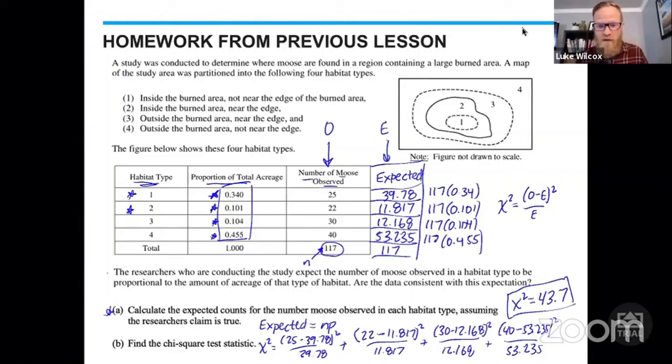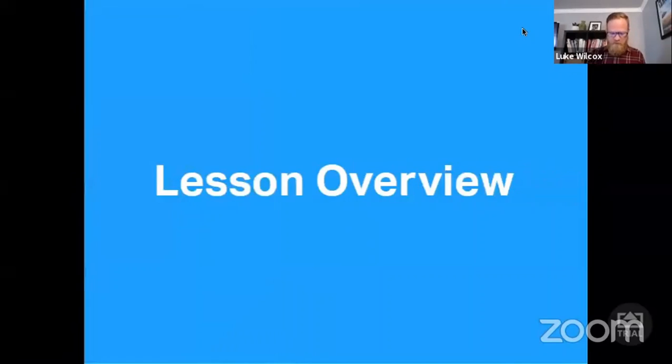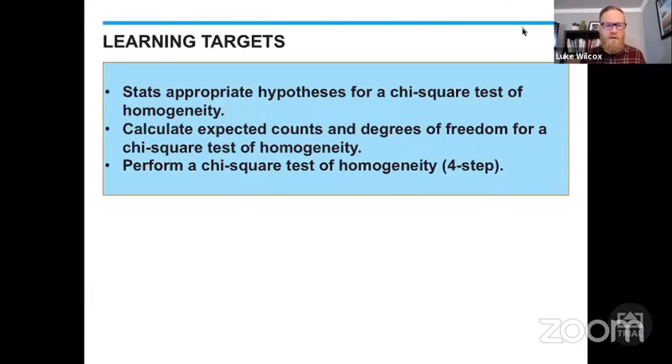So hopefully you did all right on the homework problem there. And I think that we are ready to jump into the new lesson for today. And I'm going to start with the learning targets here. So much like yesterday, there are 3 of them. And I will make sure that at the end of the lesson today, we check back in with these learning targets to make sure that we got everything we needed to.